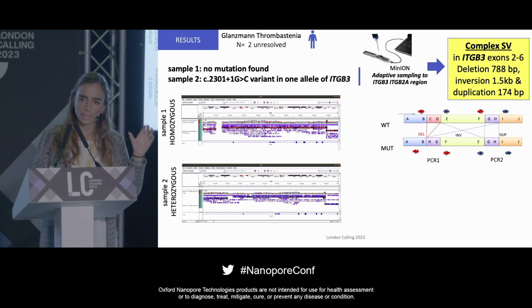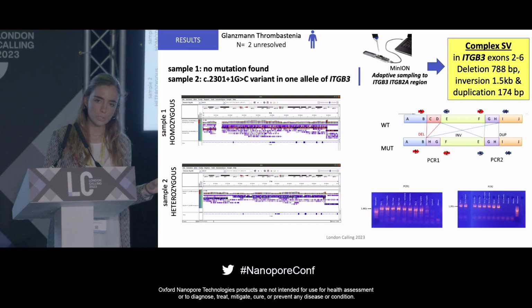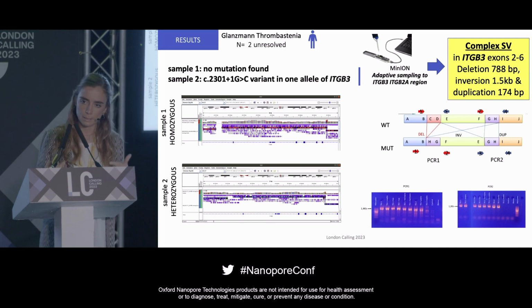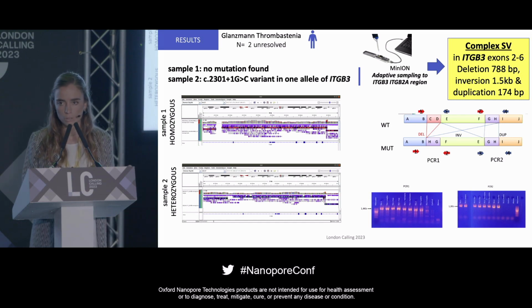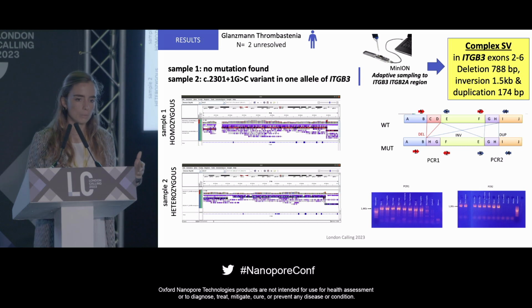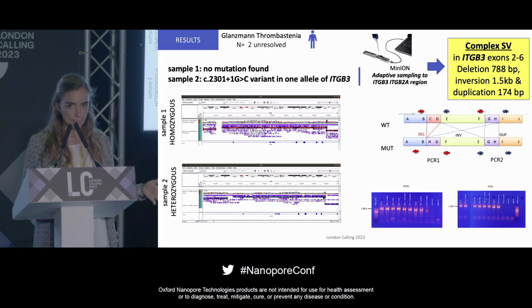So again, we validated all the breakpoints by PCR, designing the exact primers to amplify the breakpoints. And we also validated the relatives, so the segregation of this structural variant, and again, demonstrating the founder effect of this variant in these unrelated samples.